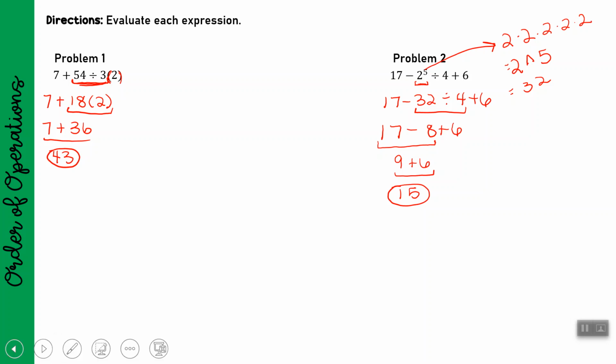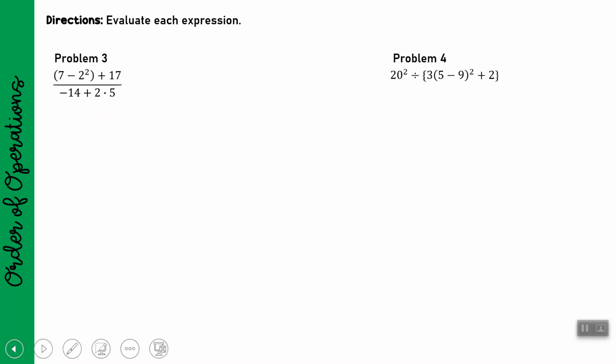Okay, let's go ahead and look at another one. We have 2 more examples here. Again, we're getting more complicated as we go. Now, this fraction bar right here, it's a really long fraction bar. This is what we call a vinculum. It acts as a grouping symbol.